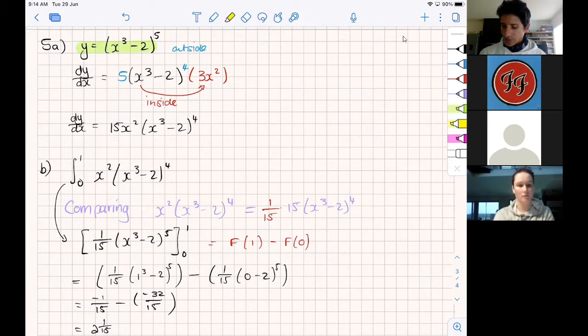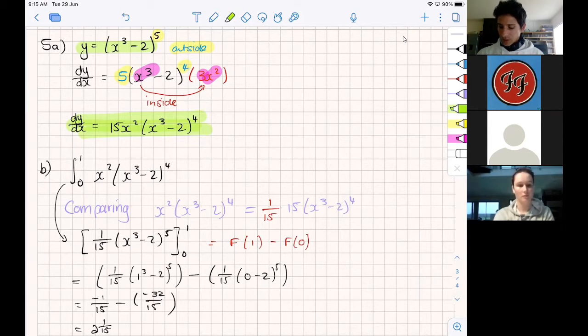And you can see here I have differentiated the outside. All right, so I've dropped this power down to the front, and then I've reduced the power by 1. And then I need to differentiate the inside, and the inside is this x cubed. And if you differentiate x cubed, you drop the power down to the front and reduce the power by 1. That gives me 3x squared. And I've just tidied everything up over here just to make my life nice and easy. Okay, because I'm going to be comparing this thing in a second, right? This is where we're comparing two gradient functions, right?